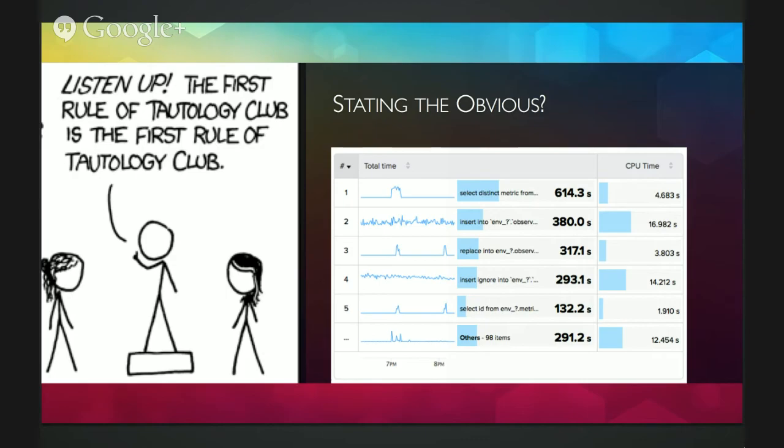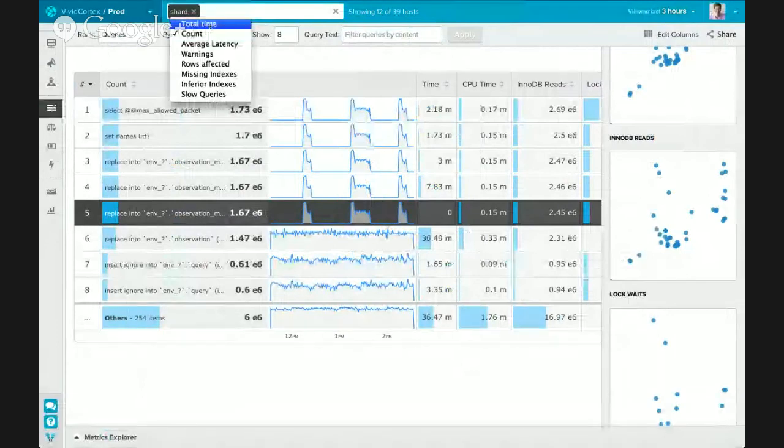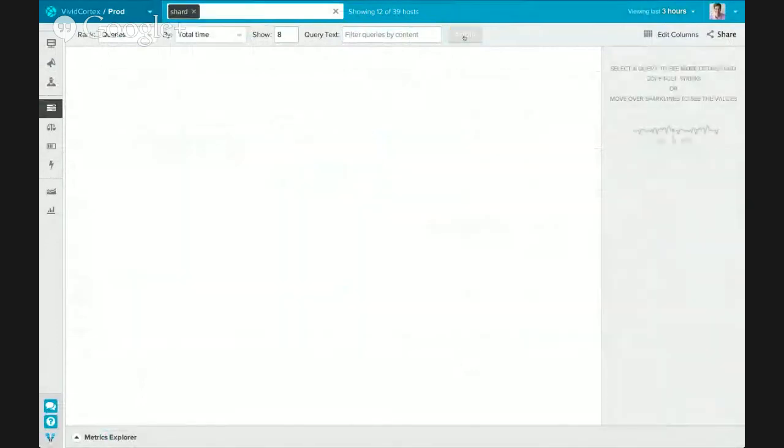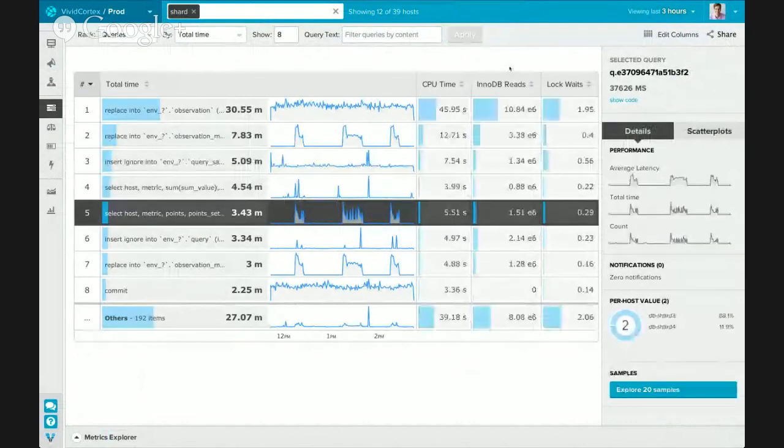I'm going to switch back to our user interface here again, and I'm going to switch this back to ranking by total time. So we'll rank queries by total time instead of by count. And what you'll notice here in this particular case is that the top few queries by the total time that they're ranked by here on the left are also the top few consumers of CPU and reads and lock waits. So those things are fairly well correlated with each other, but there are lots of cases where that's not actually what happens.